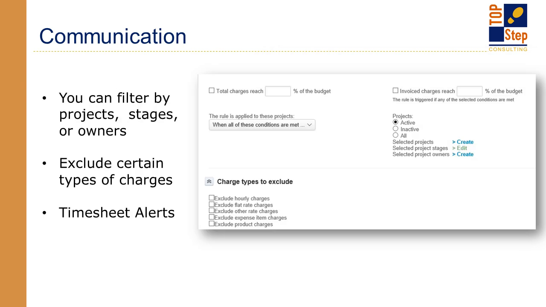You can also customize these alerts to be filtered by projects, by stages, and by owners, and they can exclude certain types of charges, as seen here. Some other types of alerts we like to recommend are timesheet alerts. Administrators can create timesheet alerts to notify their employees if their timesheet is late, to notify their managers that their approval of timesheets is overdue, and to alert employees that a timesheet has not been saved.